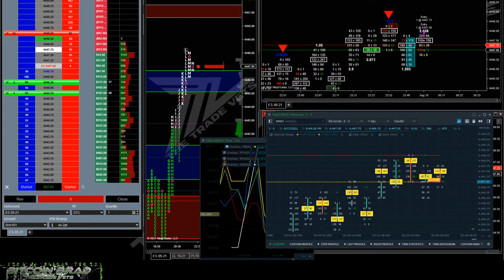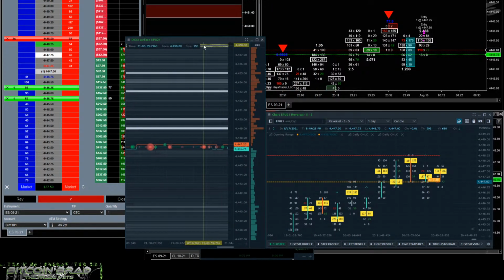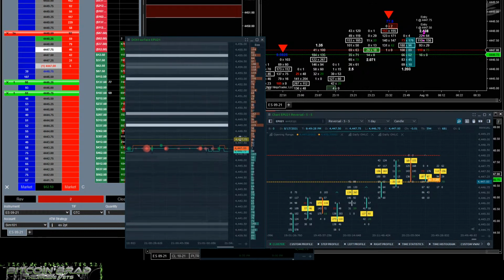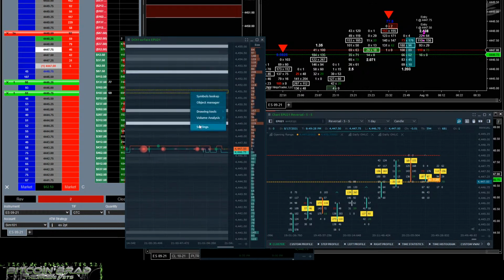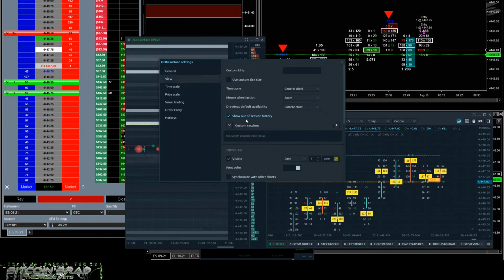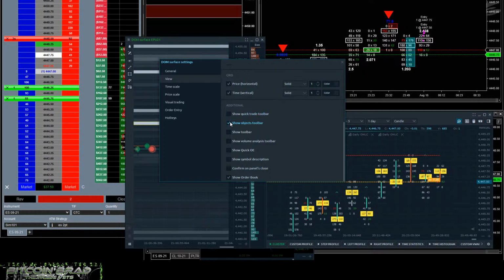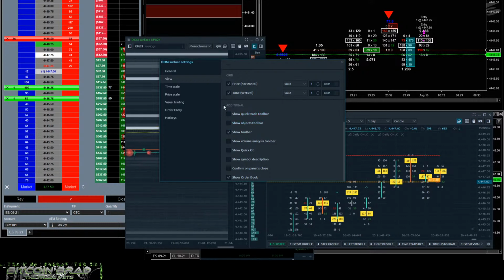Have you tried the DOM surface on Quant Tower? Yeah, that's this thing right here. That's what I was talking about. I don't find it useful at all. I have to go to the settings and top level back. There we go.